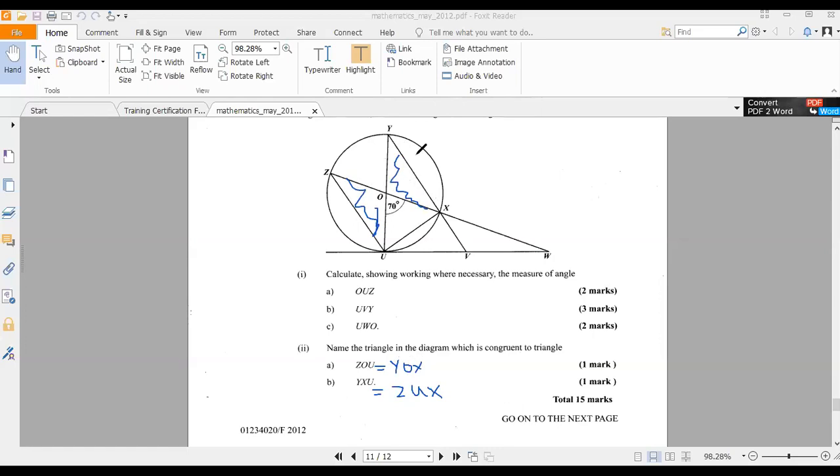Then when you look at the other side now, look at this triangle here, this part here. This side here is the same as this part here, right? So we say that they are what? Congruent. Okay, so that is it. Let's move on to the next one.